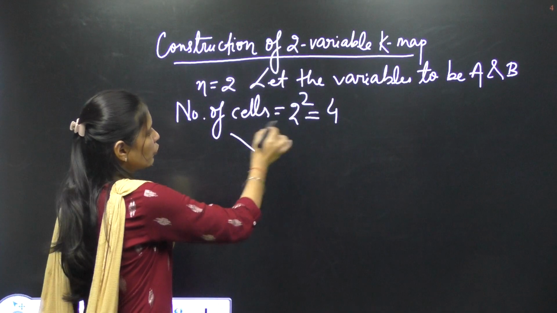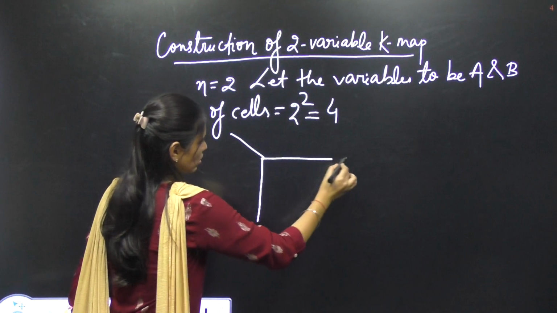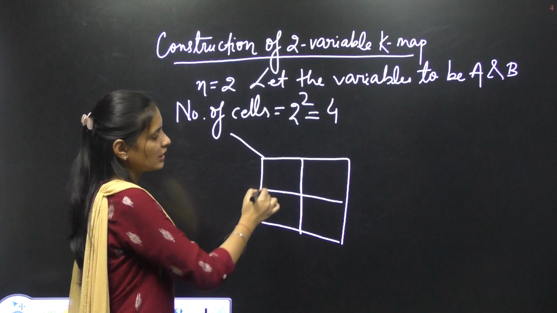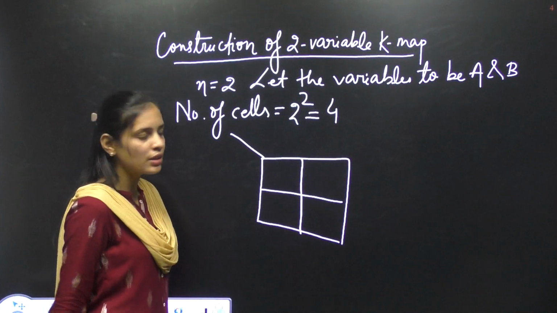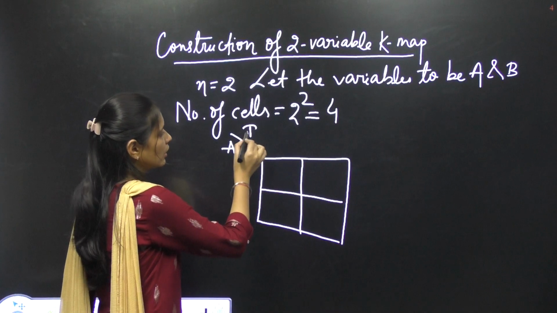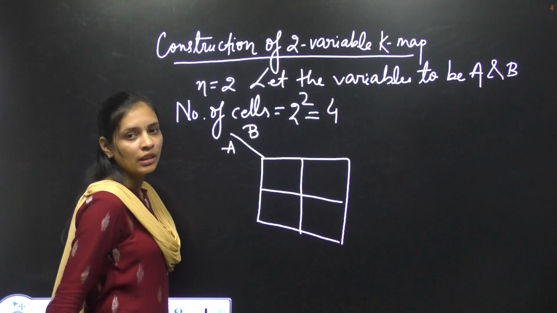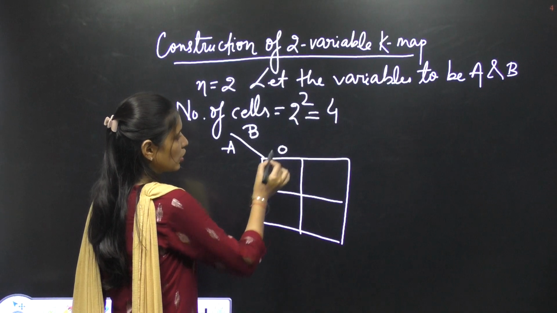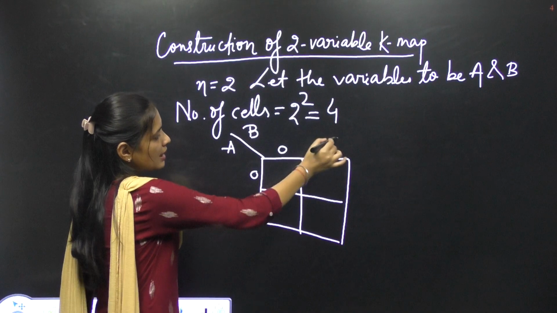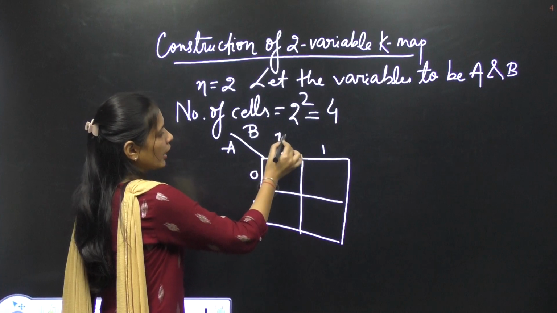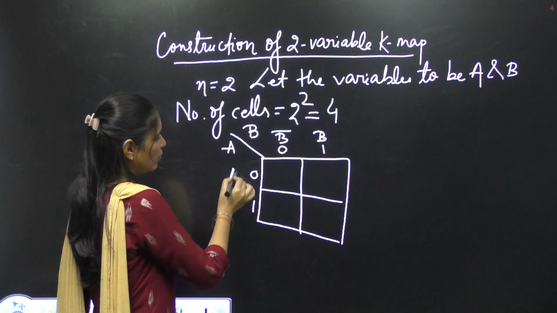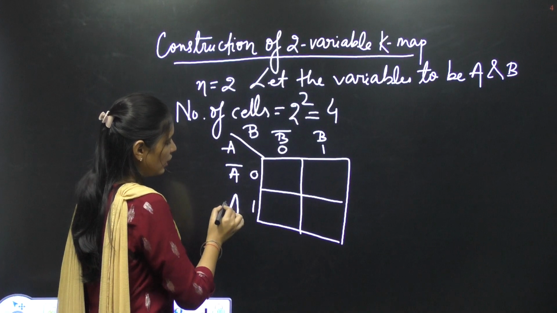So I will be having 4 cells, as my number of variables is 2. One variable is A and the other is B. I will be taking the Gray code representation, so this will be 0, this will be 1, this will be 0 and this will be 1. In the line of B, 0 will be denoted as B complement and 1 as B. Similarly, in the line of A, this will be A complement and this will be A.